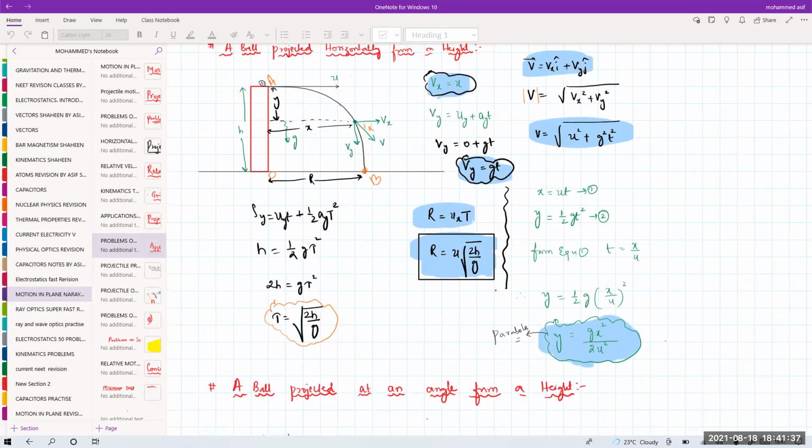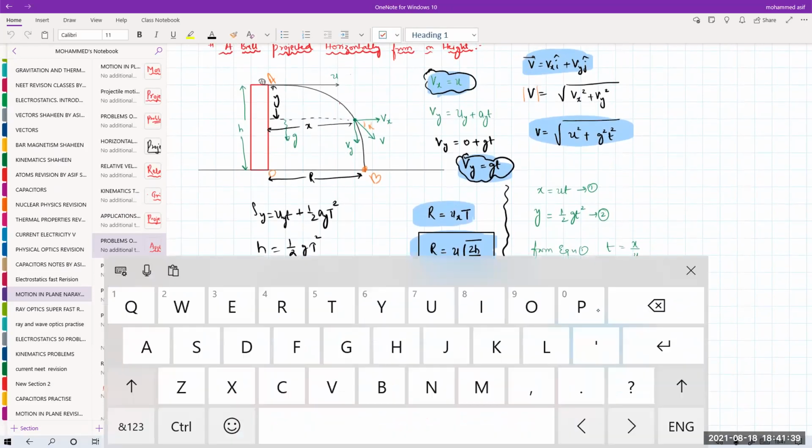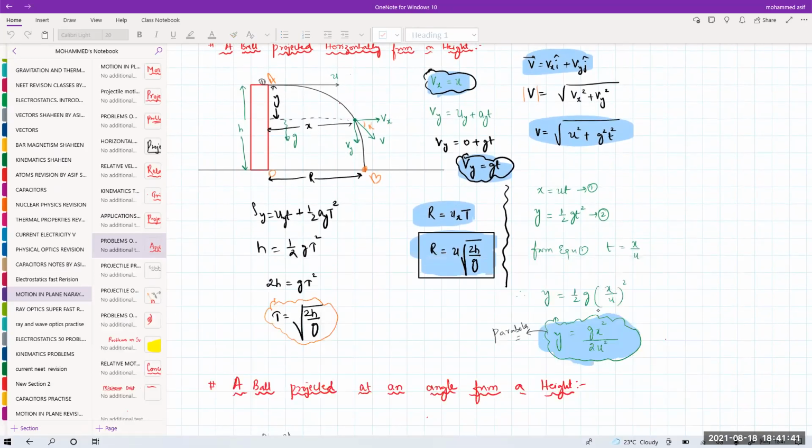The path followed by this one will again be a parabola, because x is equal to u into t at point P. If I am taking the value of x, it is equal to u into t, equation number 1. Vertical displacement will be half g t square, equation 2. From equation 1, I am writing t is equal to x by u and substituting that in equation number 2. So y is equal to half g into x by u whole square. So we are getting the equation of the trajectory as y is equal to g x square divided by 2 u square.